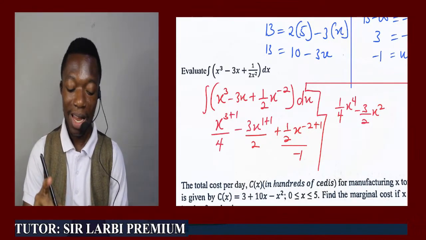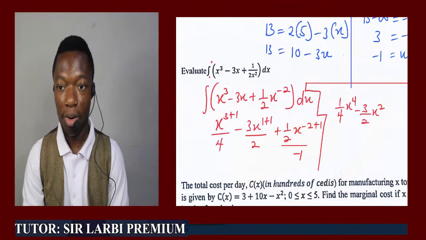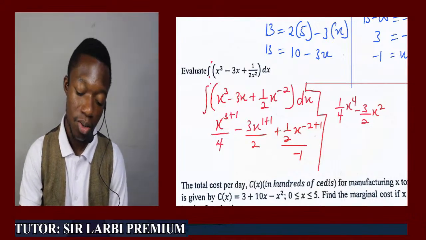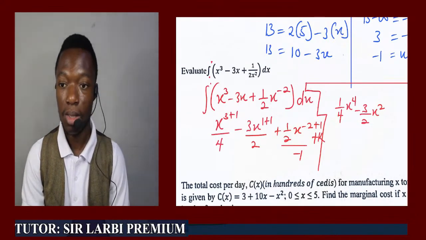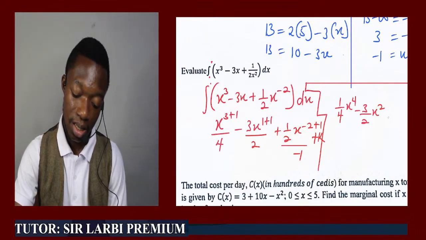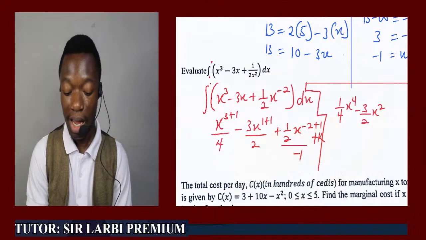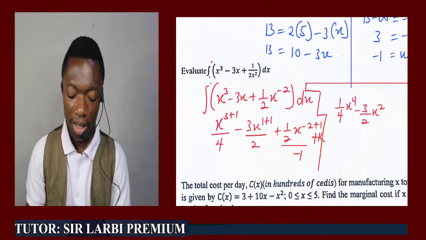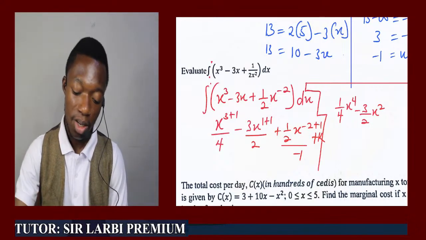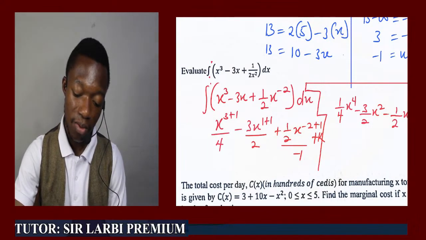But note, because it's an indefinite integral, because you are not seeing any limits on top and bottom of the integral sign, you are going to introduce a constant, say k or c, whatever you want. So make sure you introduce that plus. Here too, we have a negative being divided by the whole of this expression, 1 over 2 x to the power negative 1. So the negative will take precedence over the positive. We are going to have negative 1 over 2 x to the power negative 1 plus k.